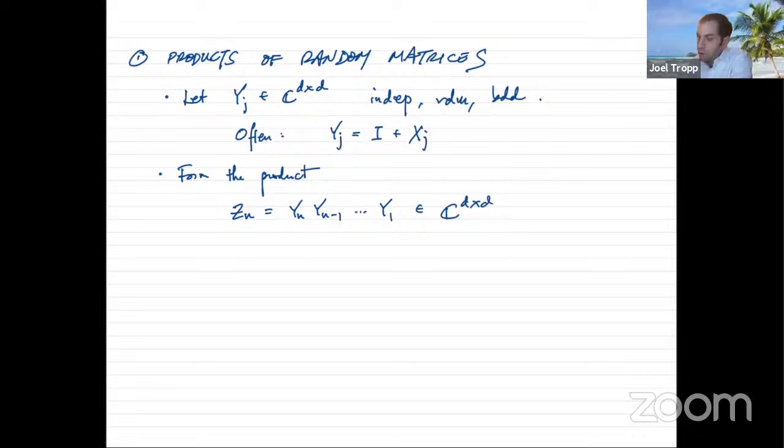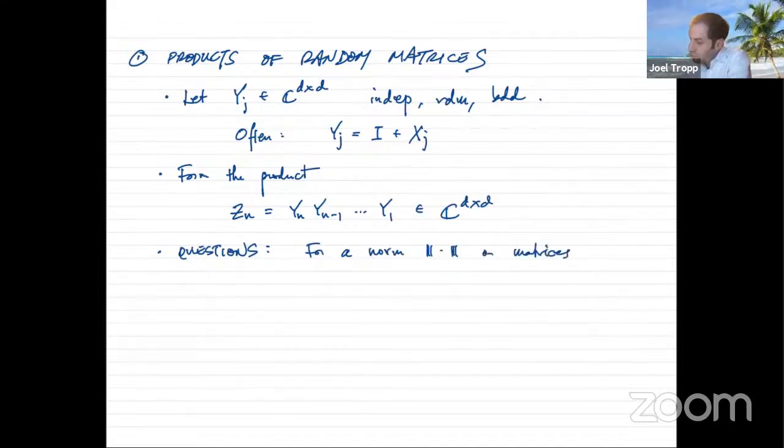And we'd like to understand the way that this random product evolves as the number of matrices increases. But the questions we're going to ask are not the classical ones, perhaps. They're going to be more non-asymptotic in spirit. So for a norm on matrices, we might like to ask the question about how the product grows. So in other words, what is the expectation of the size of Z_n as a function of n and a function of the distributions of the factors Y_j?